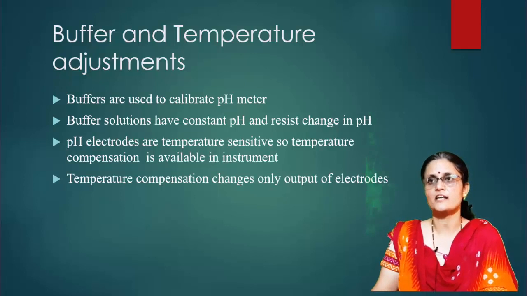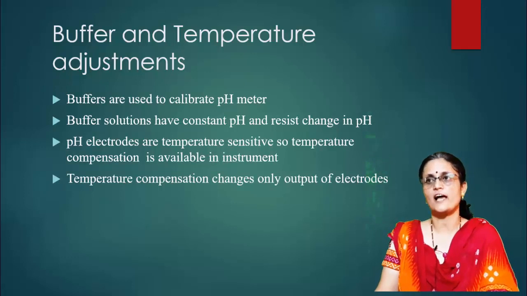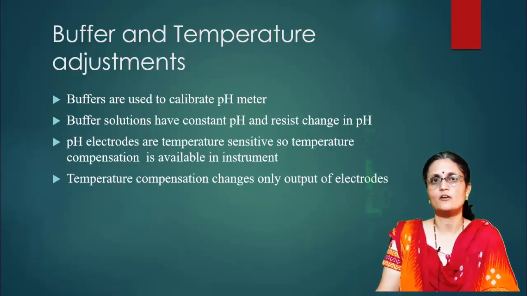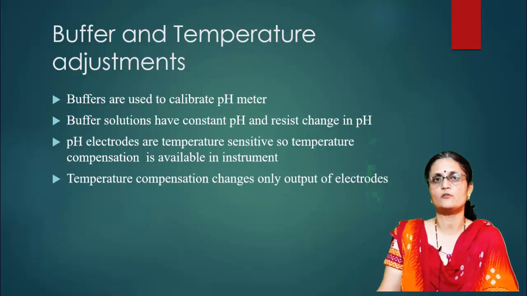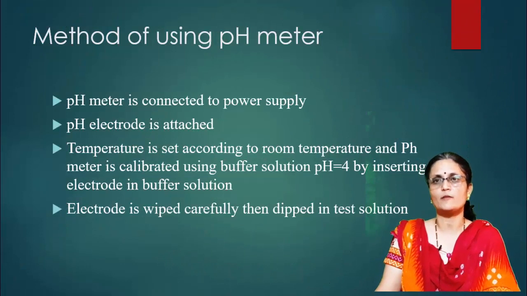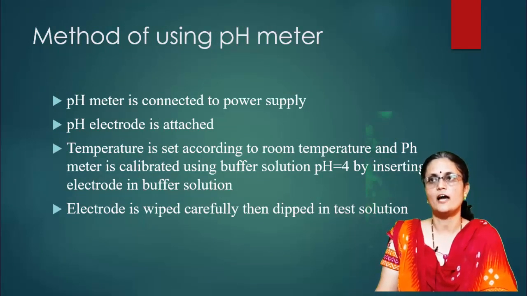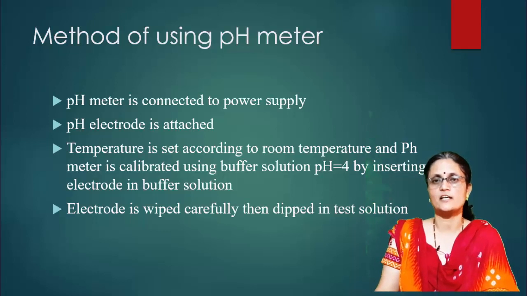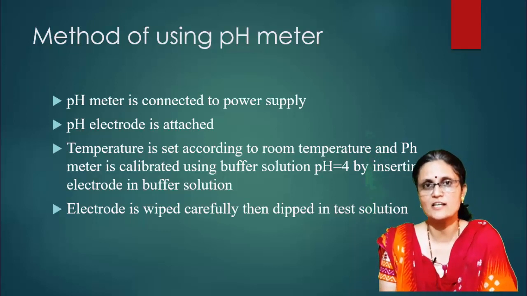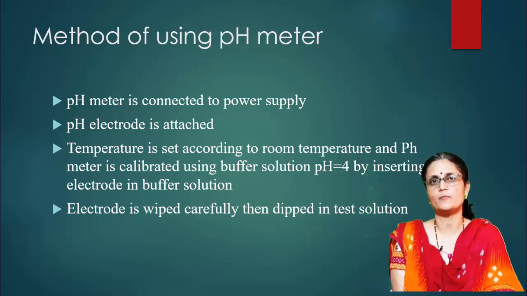The pH meter is attached first of all to the input. Then pH electrode is inserted or is attached to the pH meter. A buffer solution of pH 4 is prepared and the electrode is dipped into the buffer solution. The pH meter is adjusted in such a way so that the output is given pH is equal to 4. The pH meter is similarly calibrated for pH is equal to 7 and pH is equal to 9. The electrode is then wiped off carefully and dipped in the test solution. This is how the pH of the solution can be determined directly.